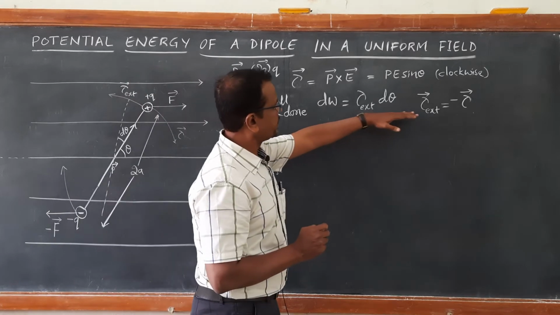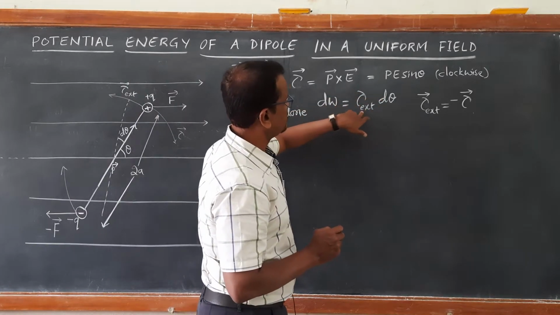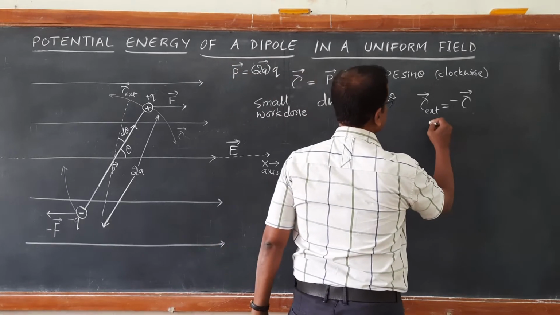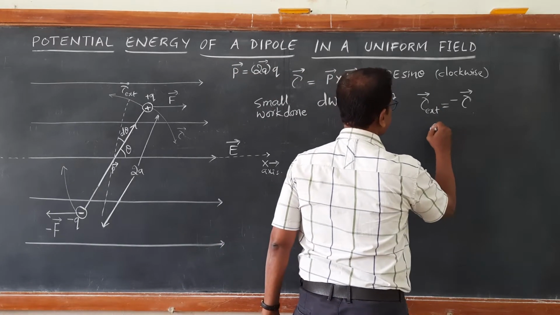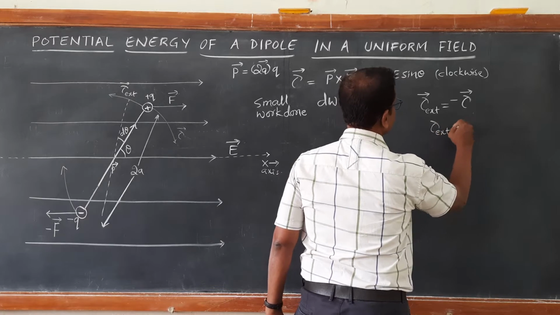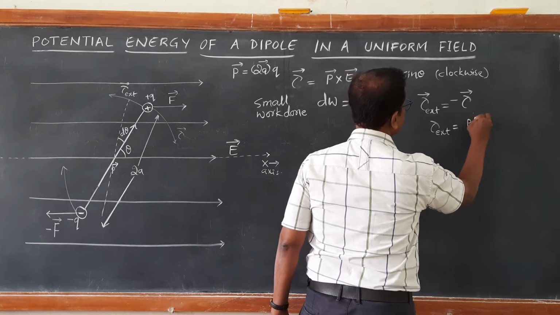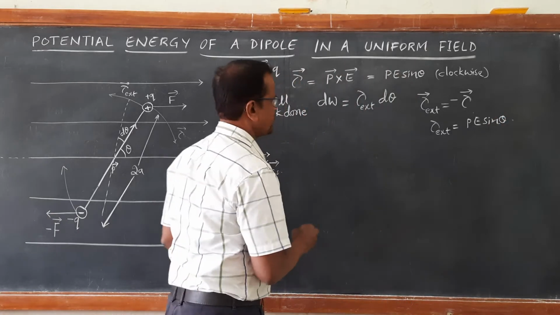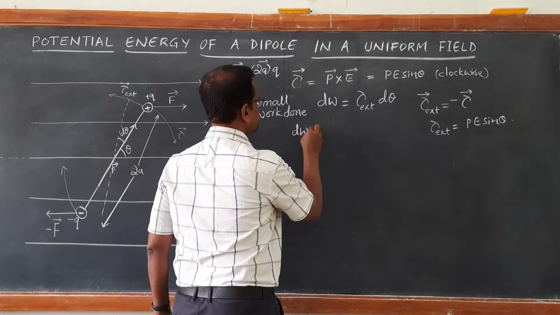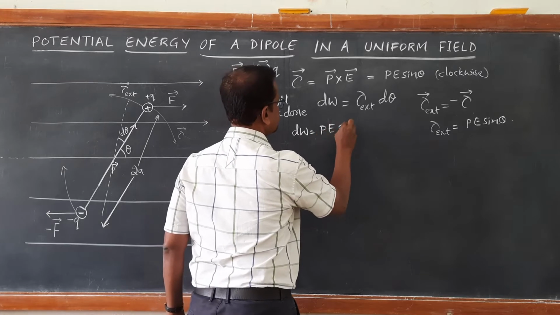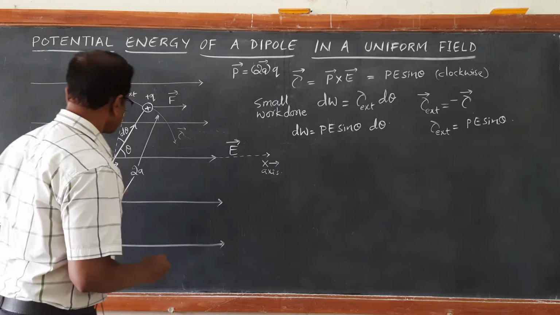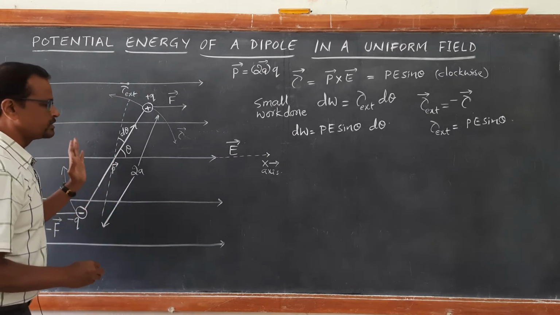So, we can now substitute what is the value of this torque exerted. If you take the magnitude, the torque exerted becomes Pe sin theta. Now, just substitute this value. Therefore, dW is equal to Pe sin theta d theta. Now, this is for a small angular displacement.